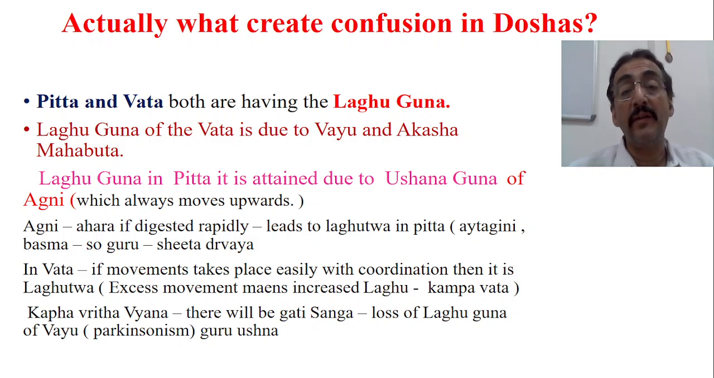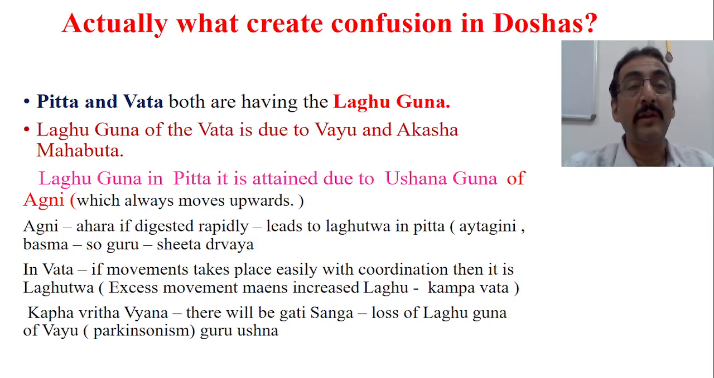Laghu guna of Vata is due to Vayu and Akasha Mahabhuta, because Vata is made up of Vayu and Akasha Mahabhuta. Whereas Laghu guna present in Pitta is not because of Akasha and Vayu Mahabhuta; it is attained because of the Ushna guna of Agni. Agnireva Sharira Pitta Antargata. So Agni is present in the body in the form of Pitta. That Ushna guna of Agni is represented as Laghu guna when we talk about Pitta.